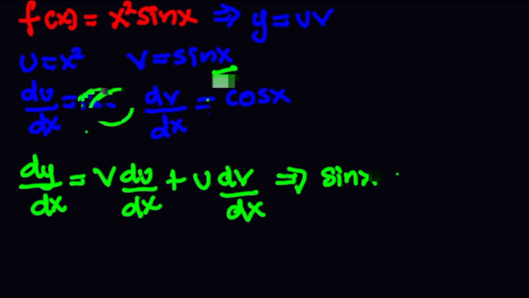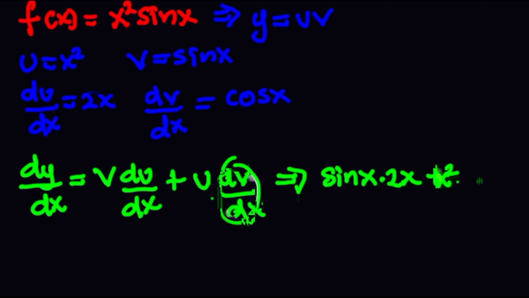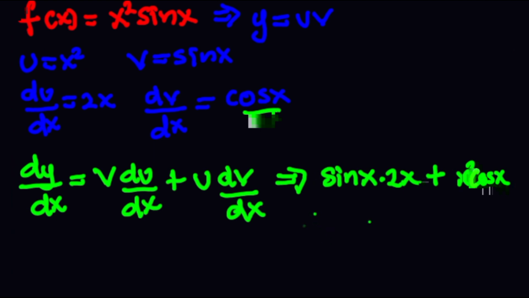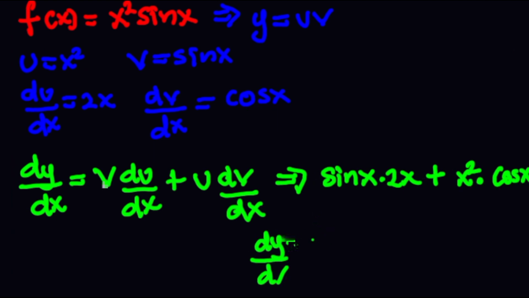Multiply by 2x. Then plus here we're going to have u. The u is actually x squared, multiplied by dv/dx. dv/dx here in this case is actually cos x. Now if I simplify further, I have the answer: dy/dx is going to be equal to 2x sin x, then plus x squared cos x. So that's basically the answer.